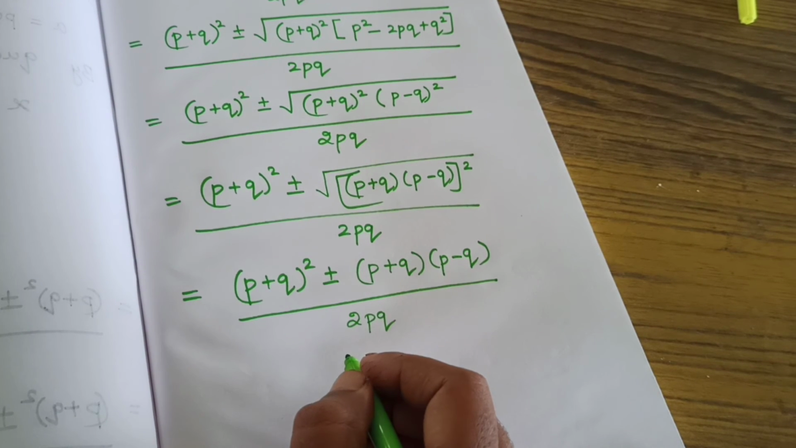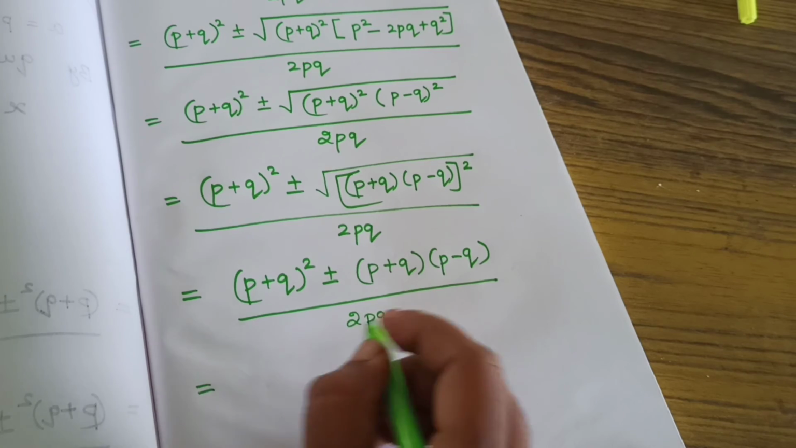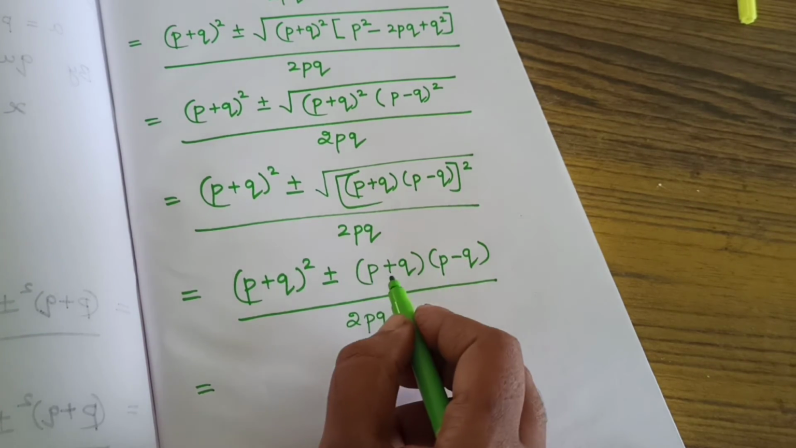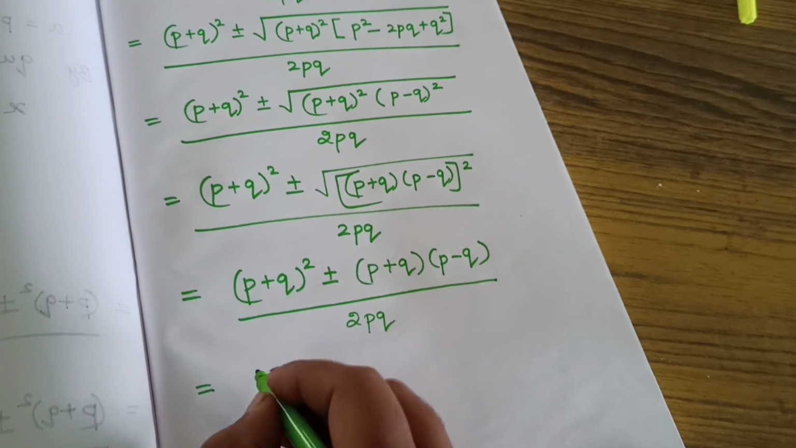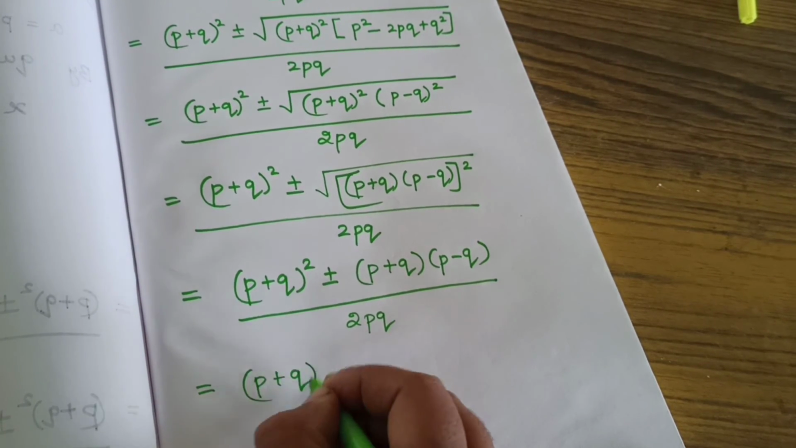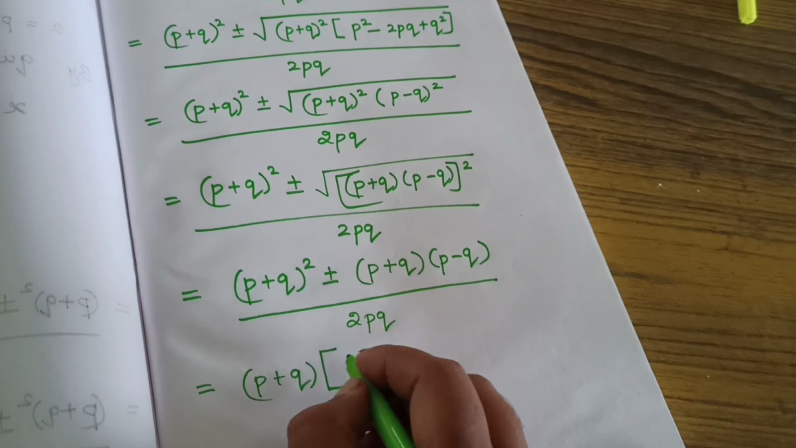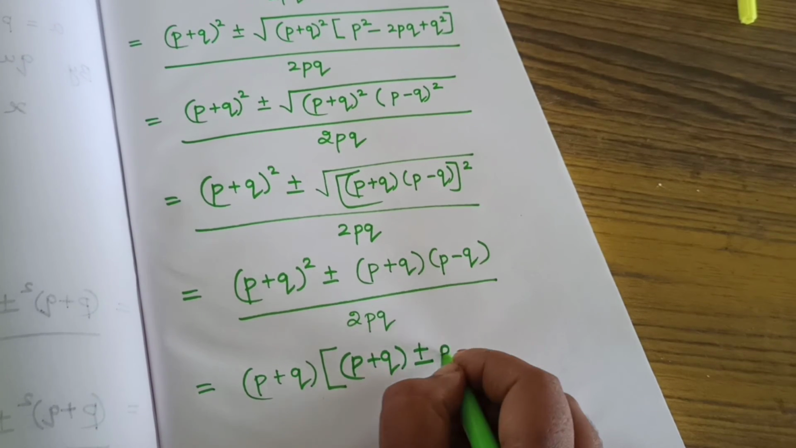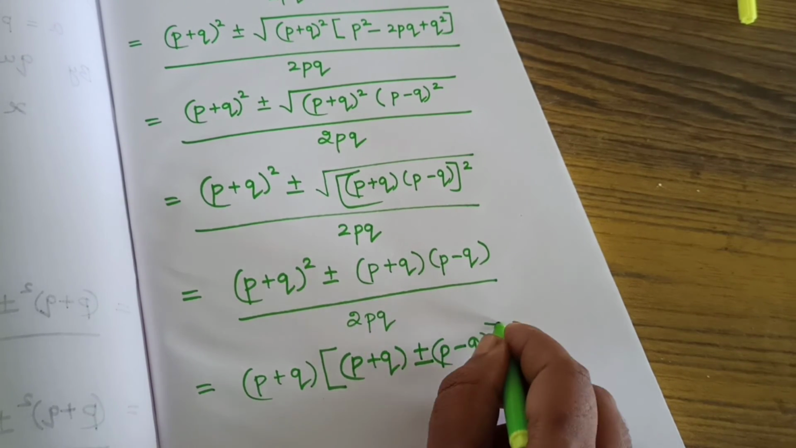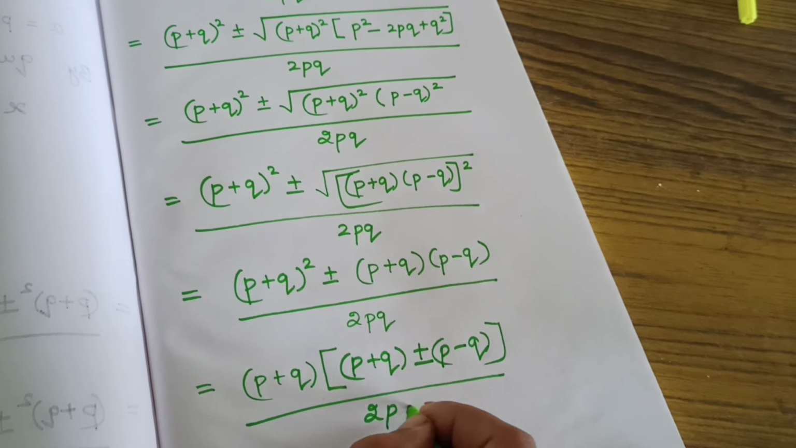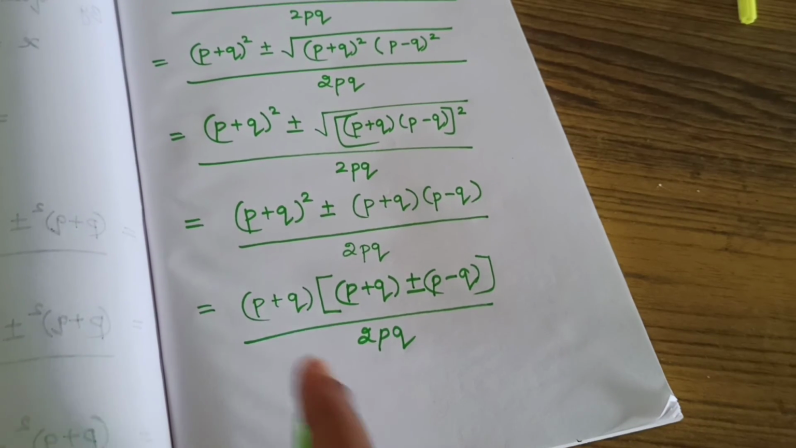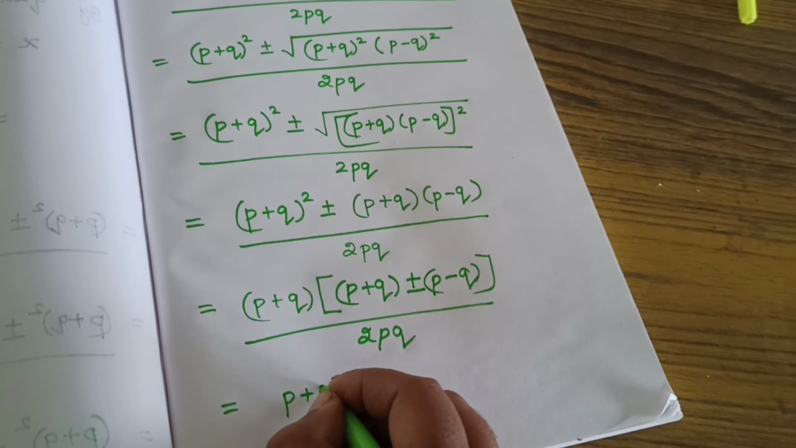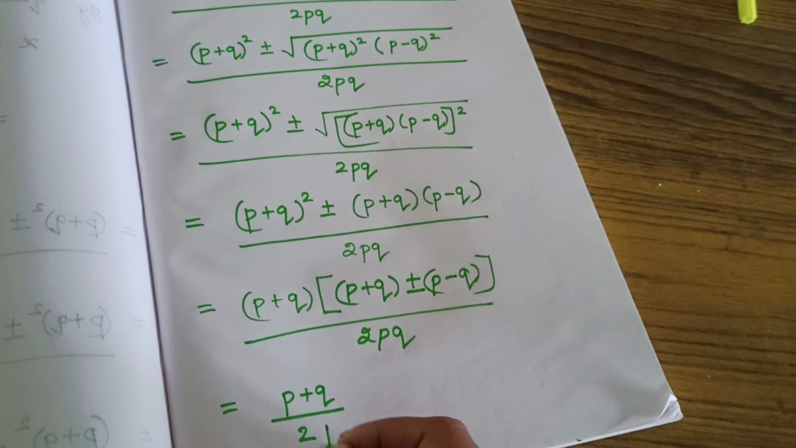Okay, listen. Now, again one term is common. Which one? Here p plus q the whole square, here p plus q into p minus q. So here also p plus q, here also p plus q. So p plus q we can take common outside. Inside what will be the term? P plus q, one term will be there, plus or minus p minus q, one term will be there, by 2pq. Got it?